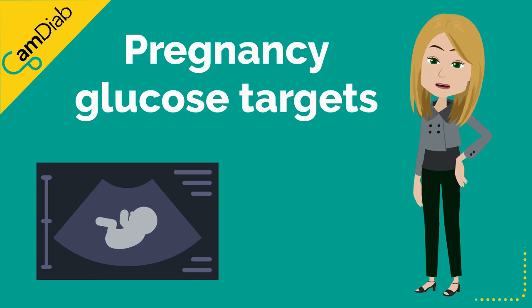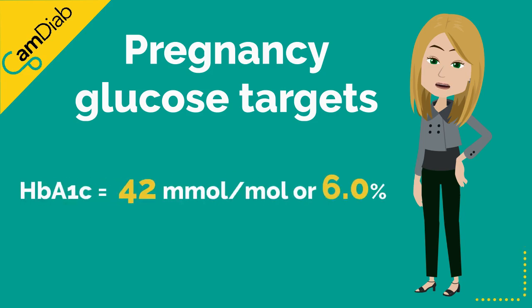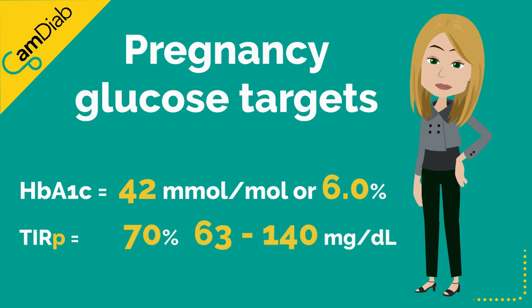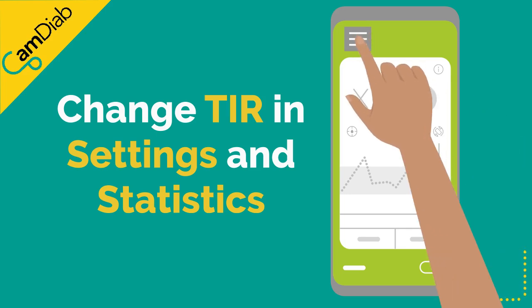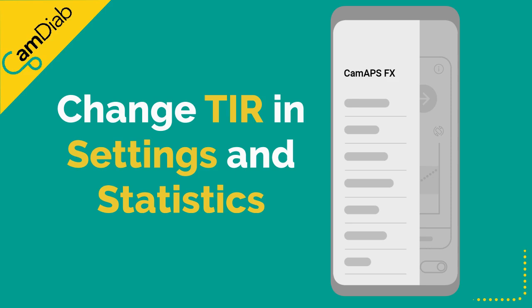When pregnant, the glucose targets are tightened to reduce the risk of possible pregnancy complications. The sooner these targets are met, the better, but everyone is different and your diabetes team will help guide which targets are best for you to aim for. Ideally, the HbA1c target is 42 millimoles per mole or 6%, and the time in range target is adapted to spend more than 70% of time between 63 to 140 milligrams per deciliter. You can change your time in range target by opening the settings menu and going to statistics in the app.